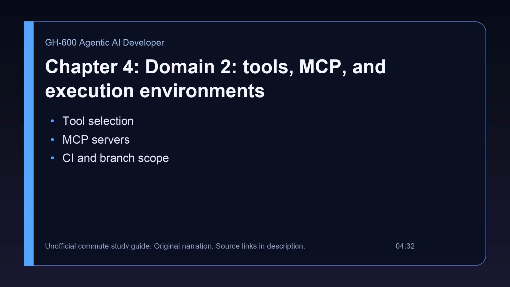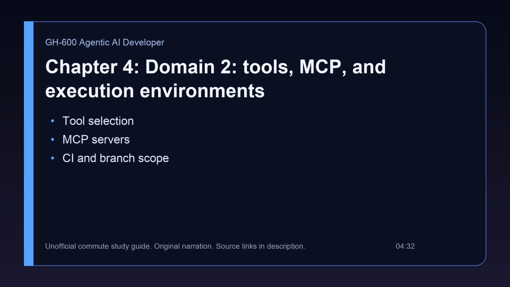Now, error handling. Not all failures deserve the same response. A transient network failure can be retried. A deterministic test failure needs debugging. A permission failure means the environment or access is wrong. A risky partial deployment may need rollback. A compliance-sensitive ambiguity may require escalation. The exam will reward matching the recovery pattern to the failure mode.